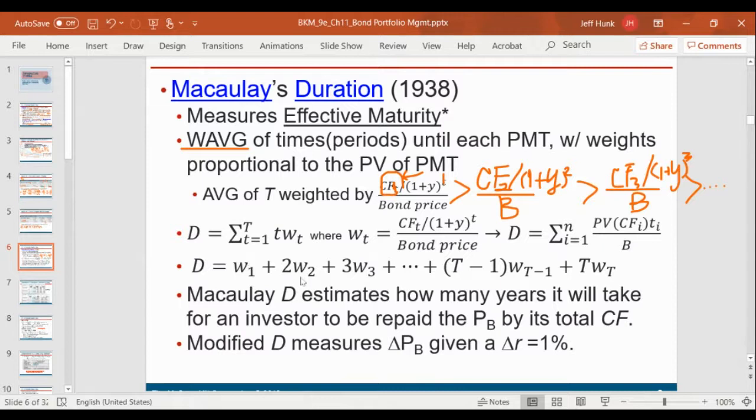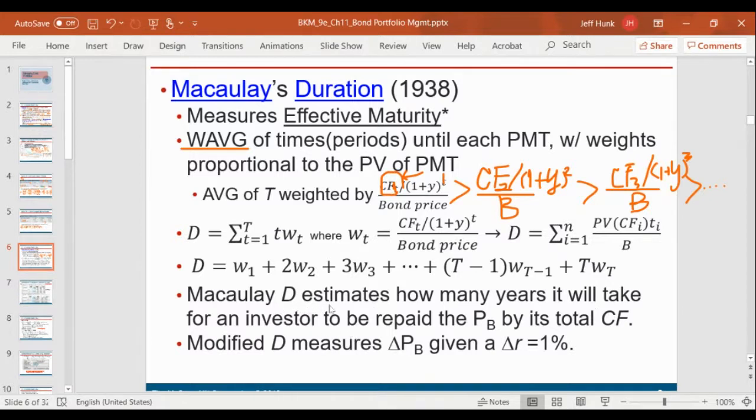And because it's two times weight of two, this means each time period, right? First payment, second payment, third payment, and so on. T minus one times weight of T minus one, and T, the maturity, the final time period, times WT. So this is simply a fairly easy concept. It's a weighted average, and the weights are basically the present value of each coupon payment out of the bond price that you paid.